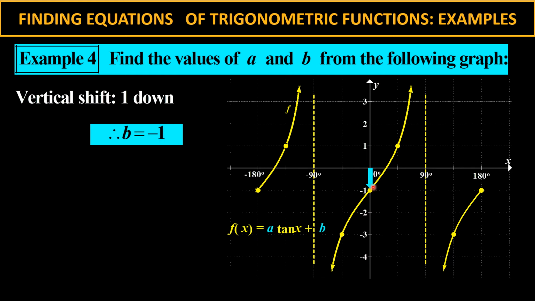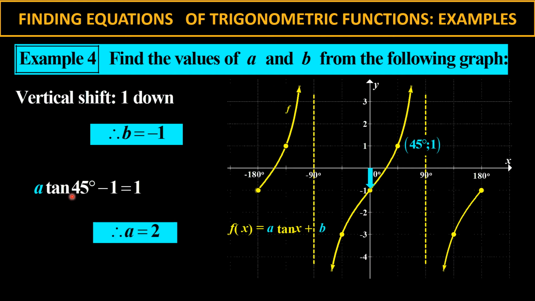Okay, let's look at the a now. Now that I know the b value, I can substitute. So I can have a tangent, but I need a point. And this point here is a very convenient point, 45 and 1. So if I substitute 45 and 1 in there, and I put the b value, I now get a tangent of 45 minus 1 for the b equal to that 1. And if I do that little bit of arithmetic, tangent of 45, easy. That's 1. So a negative 1, transpose the negative 1. That's correct. a is equal to 2.